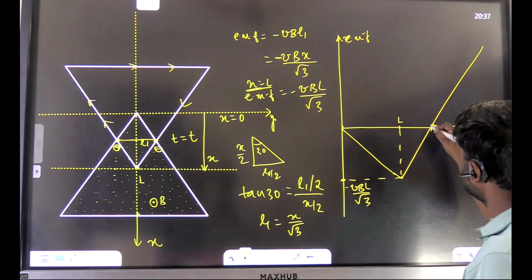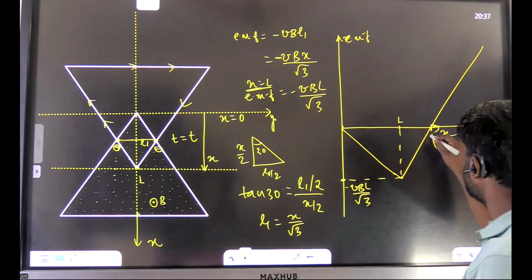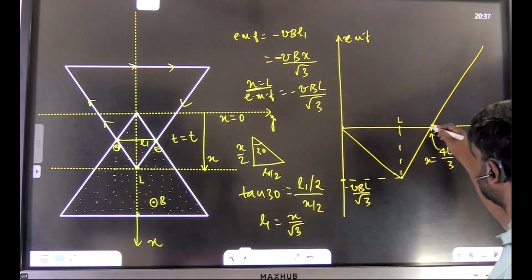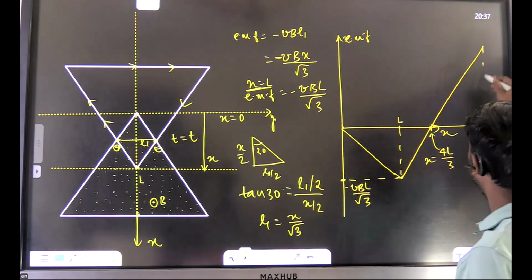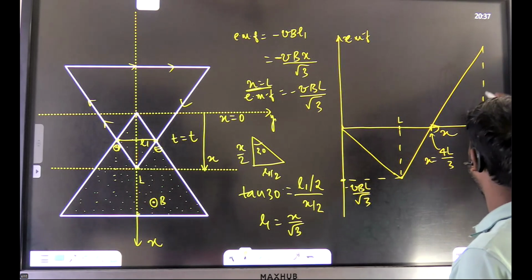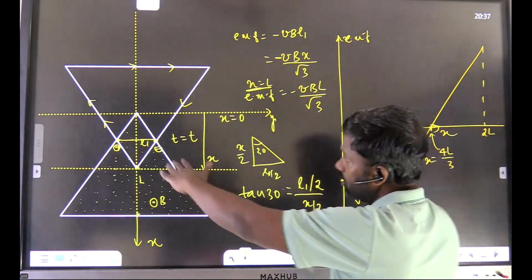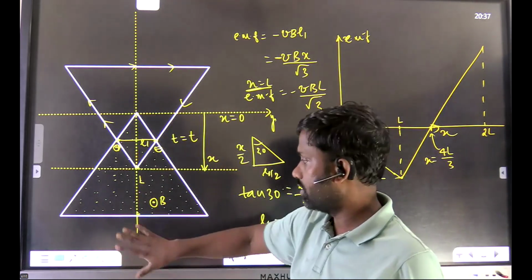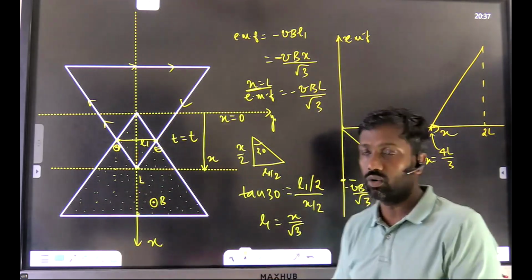Here at x equal to 4L by 3, EMF becomes 0, and this will continue up to length 2L. After that EMF will suddenly become 0, because the loop will be completely outside the magnetic field, so flux will become 0 and it will remain 0 for all time.